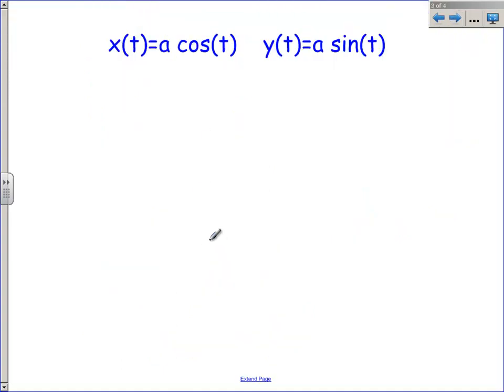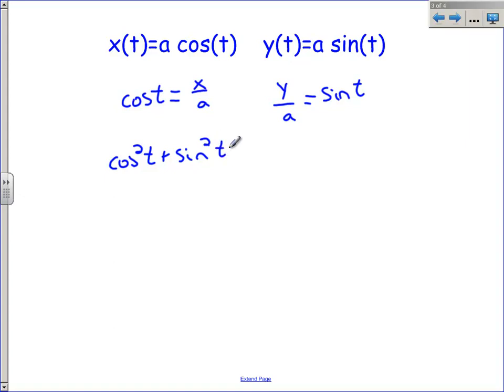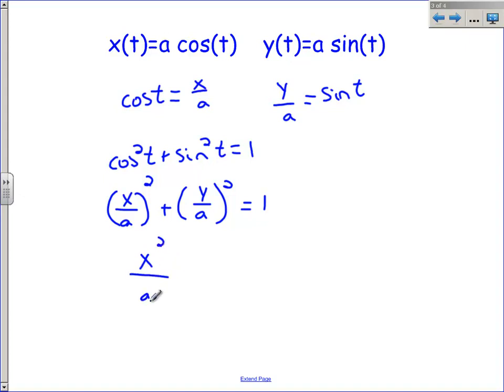Okay, so let's go take a look at parametric graphs that have sines and cosines in them. And what I want to do here is I want to see what this would be a graph of. So we know that I could manipulate this and call this cosine t is equal to x over a, and divide both sides by a on the other one, and I could get that y over a is equal to sine of t. Now we know that cosine squared plus sine squared always works out to be 1. So I'm going to substitute these in for this equation. So (x over a) squared plus (y over a) squared equals 1. And so I'll get x squared over a squared plus y squared over a squared equals 1.